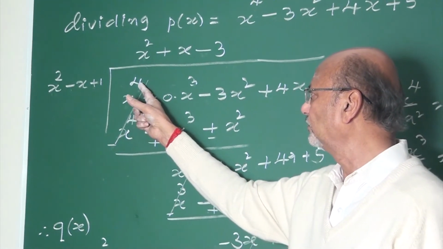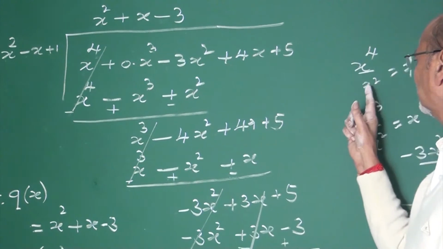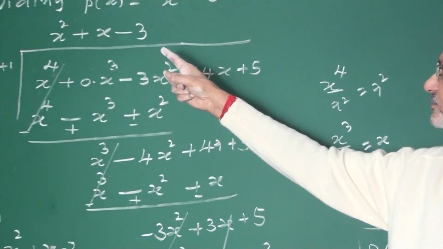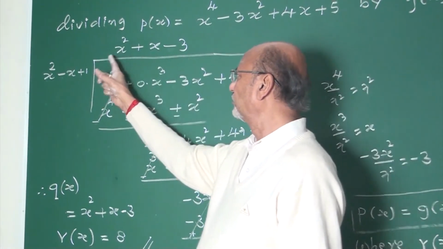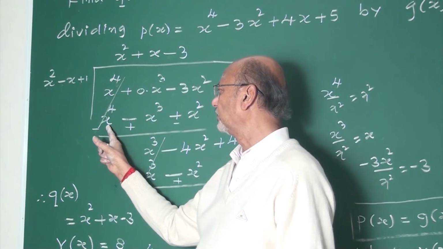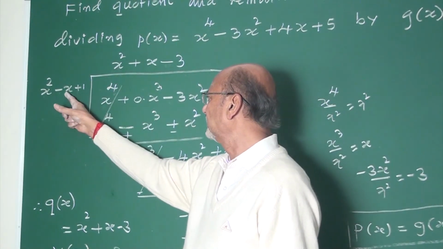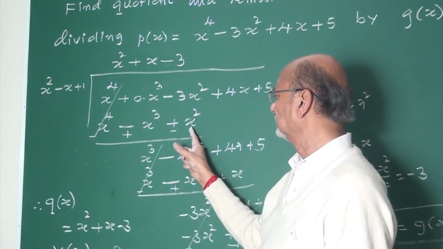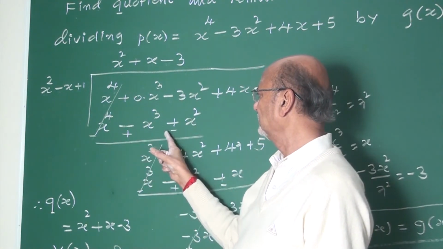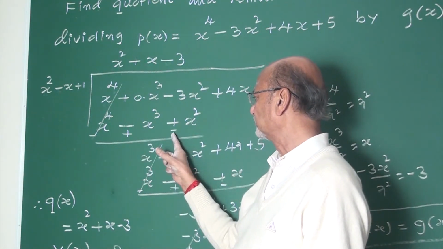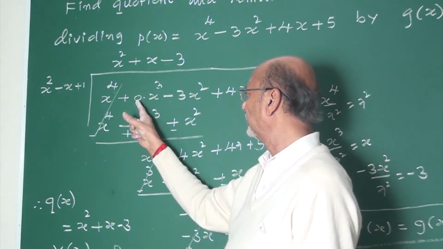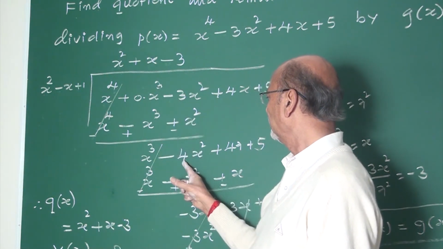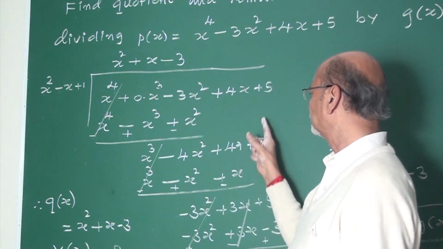We are dividing x to the power 4 by x square. You write here x to the power 4 by x square. This divided by this means x square. You write that first term there, x square. X square with x square, right below x to the power 4. X square with minus x, right below the x cube. X square with plus 1, plus x square. Sign change, plus is minus, is plus. Cancellation, my friend, 0 plus 1 is 1, 1 into x cube. Minus 3 minus 1, minus 4x squared. It is plus 4x, it is plus 5.